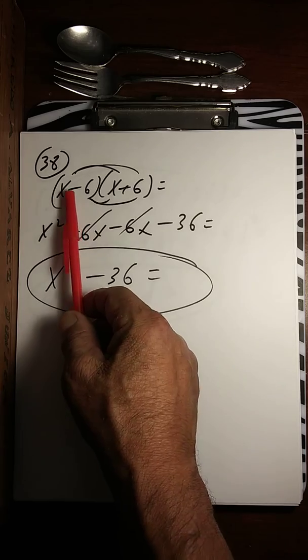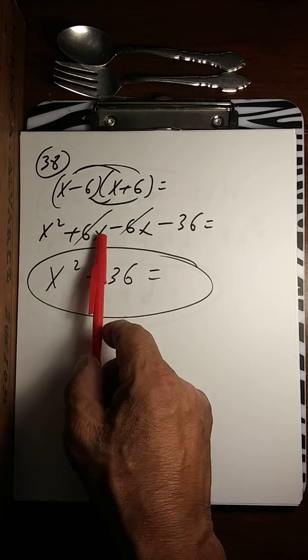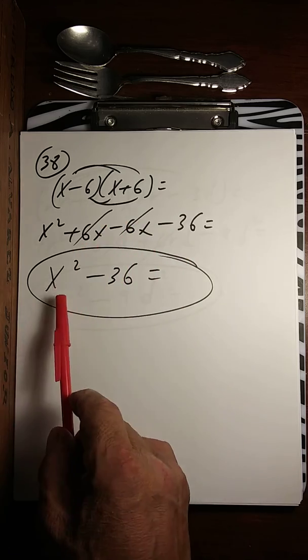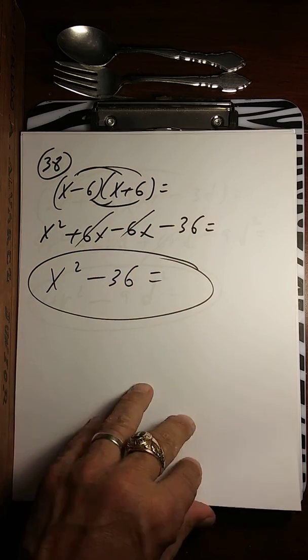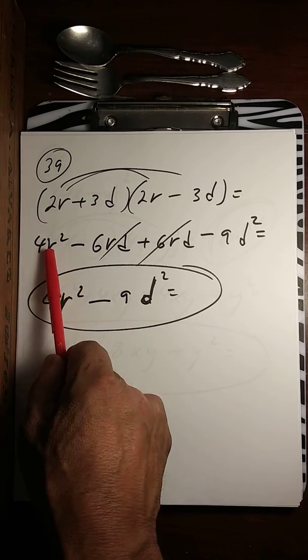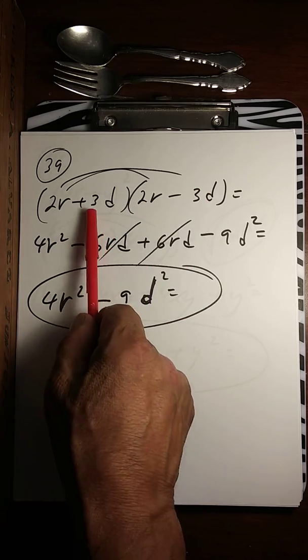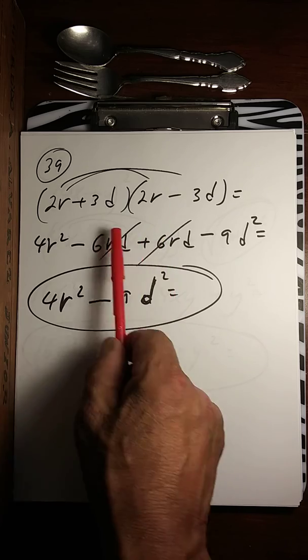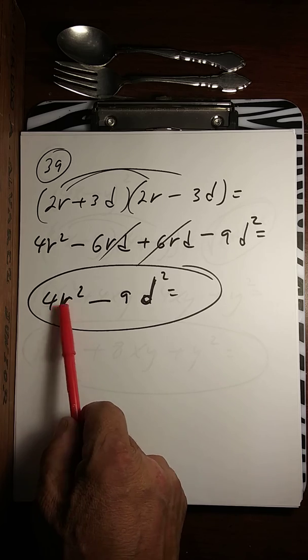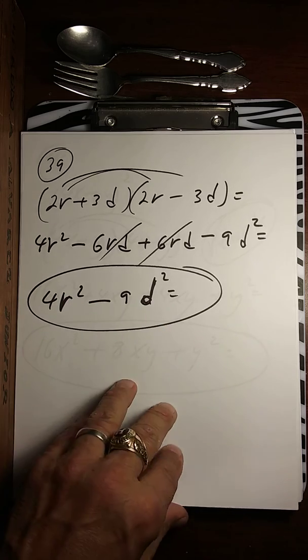Alright, this one, x and that's x squared. That's going to be 6x minus 6x minus 36. These are gone, so you have x squared minus 36. 2r times 2r is 4r squared. That turns out is minus 6rd. That turns out is plus 6rd. That turns out is minus 9d squared. So these are gone. So you have 4r squared minus 9d squared.